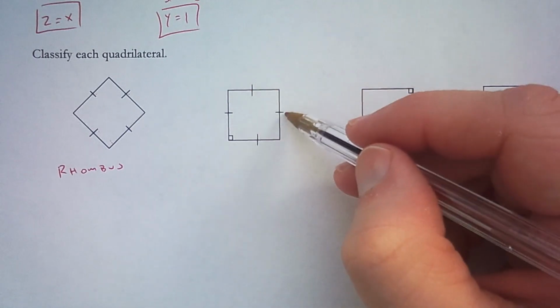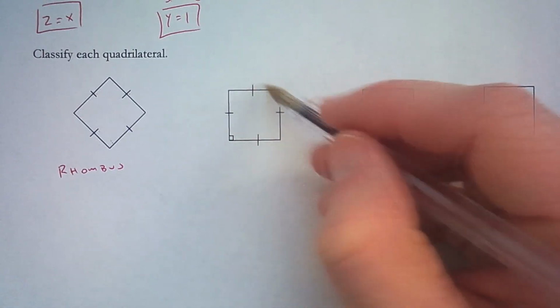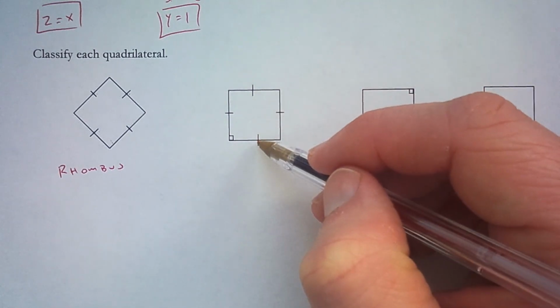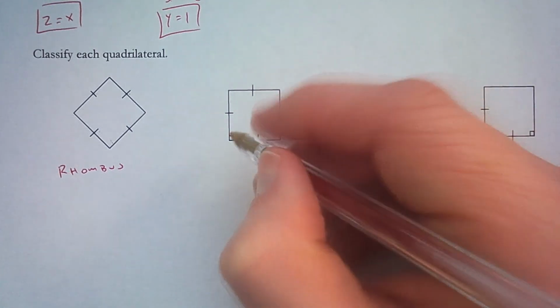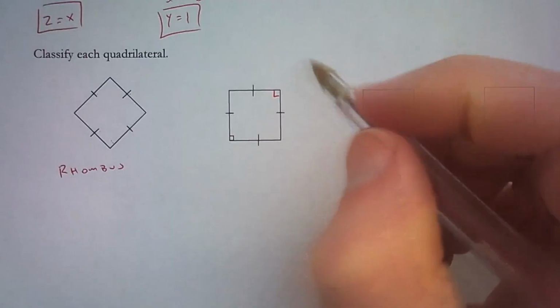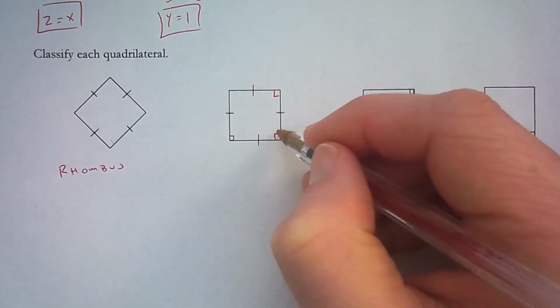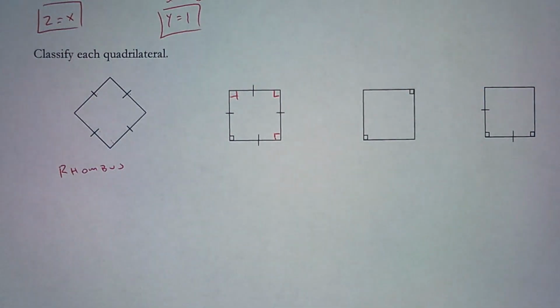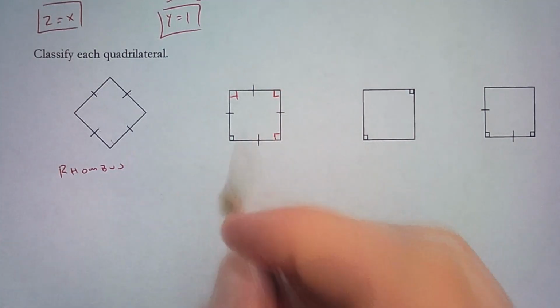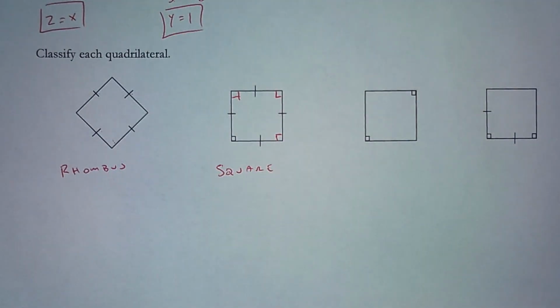Here I have 4 congruent sides, and I have a right angle here. 4 congruent sides makes it a rhombus. A rhombus is a type of parallelogram, which means opposite angles are congruent, and consecutive angles are supplementary. So 90 and 90 makes 180, and that means there's another 90 over here. 4 right angles, 4 congruent sides. This is a square.